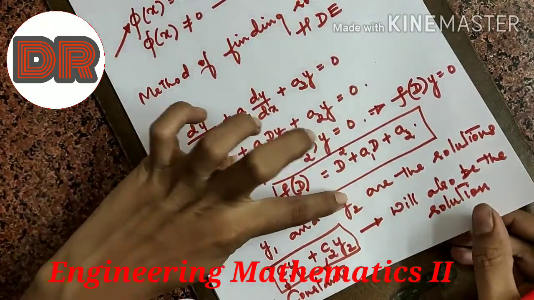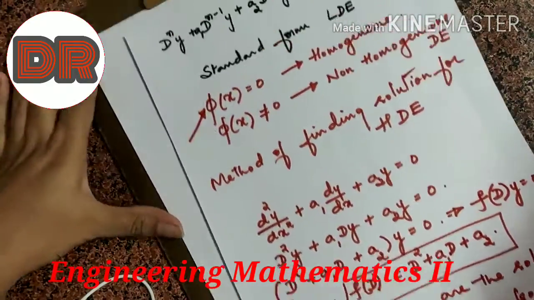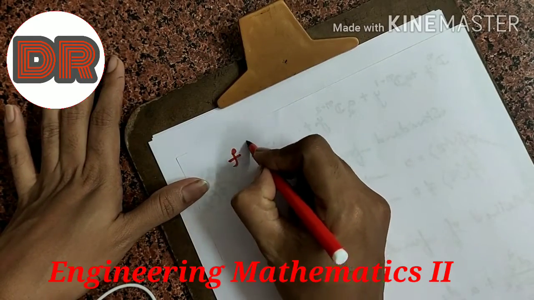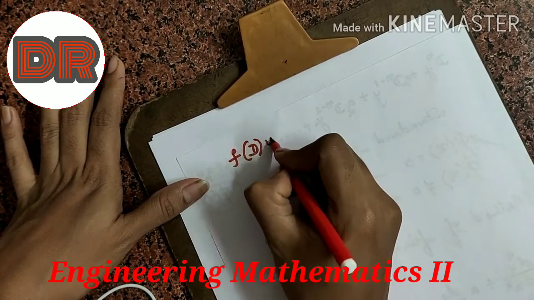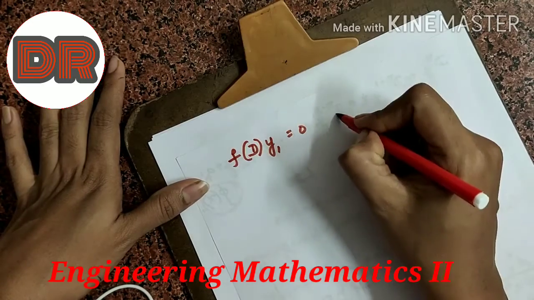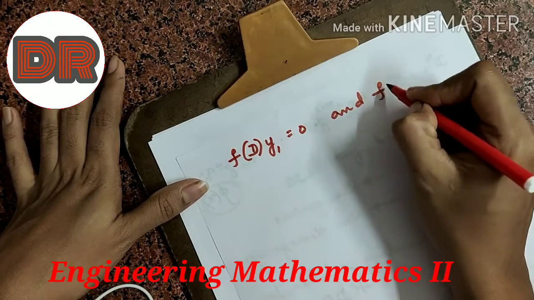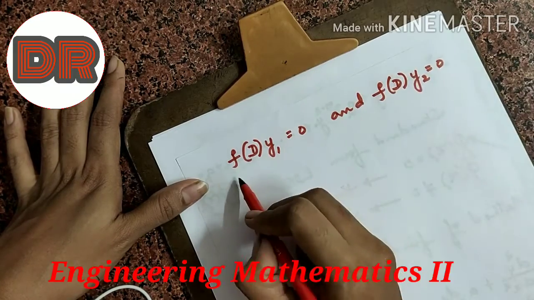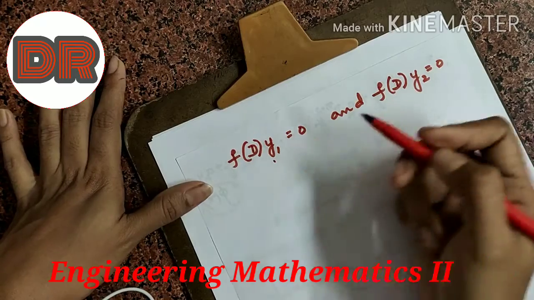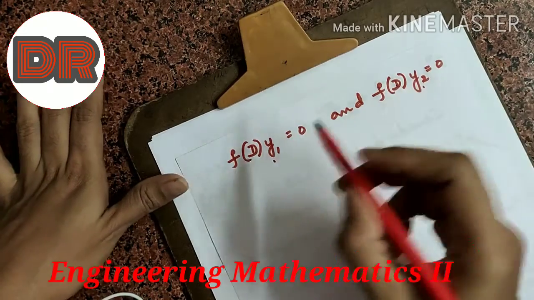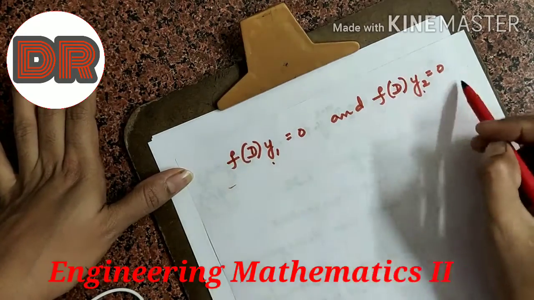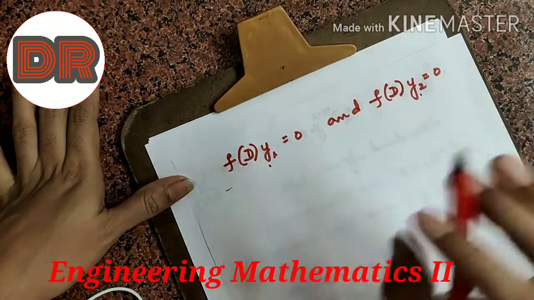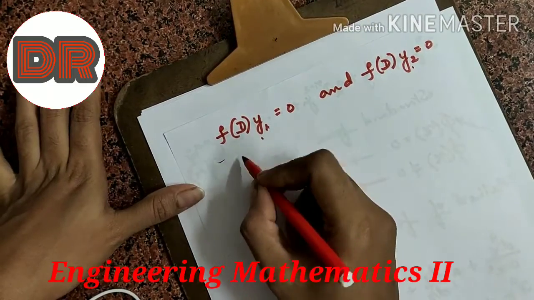Now if y1 and y2 are the solutions of linear differential equation, then it has to satisfy f of d y1 is equal to 0 and f of d y2 is equal to 0. I have written this because we have taken y1 as a solution, y2 is also solution. When these are solutions, they should satisfy the equation. So we can write f of d y1 is equal to 0 and f of d y2 is also equal to 0. Now let me verify this.